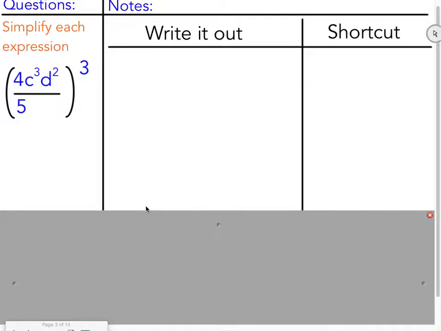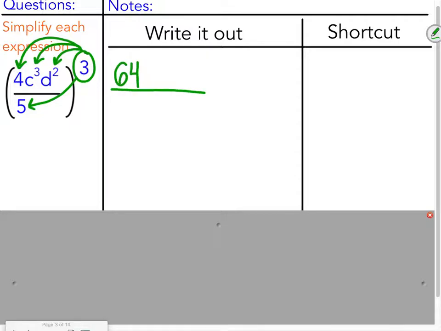All right, now since we have an outside exponent, we know from 7-1 that we have to distribute that outside exponent to everything inside of our parentheses. So I will have 4 to the 3rd power, which is going to give me 64. Oh, actually, before I do that, I'm going to write this 3 times. I forgot about that.